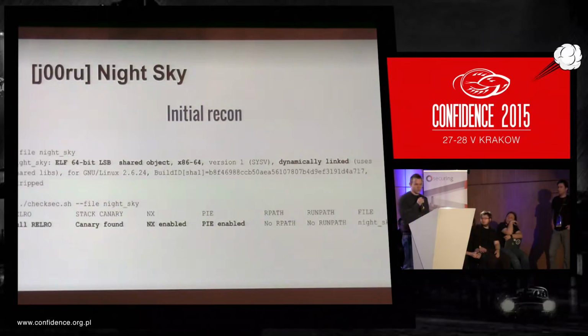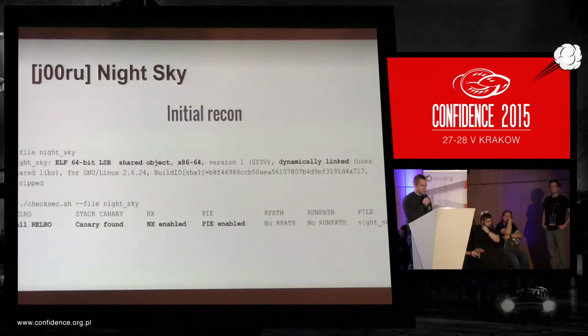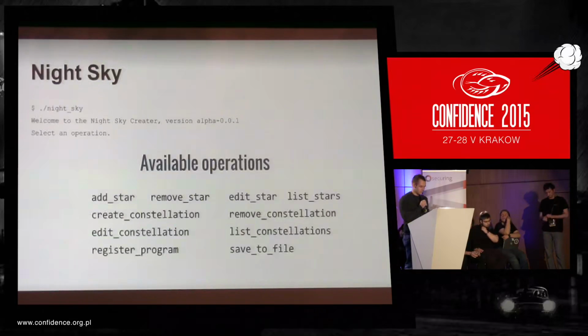Okay, so I had a Pwn 500 task called Night Sky, and if you do some initial recon, you can see that the binary has all of the protections enabled. So it has full RELRO and all the other stuff. Also, it is a 64-bit binary, dynamically linked, so probably not too big.